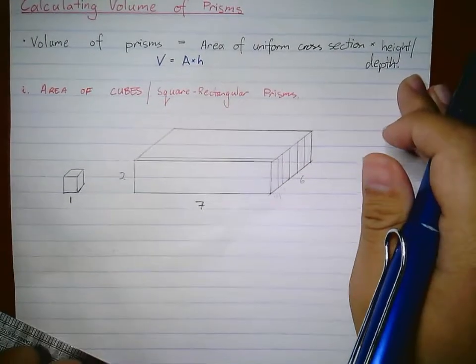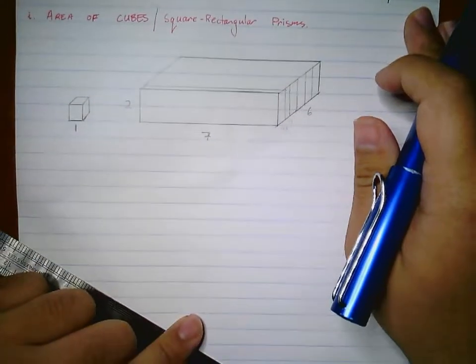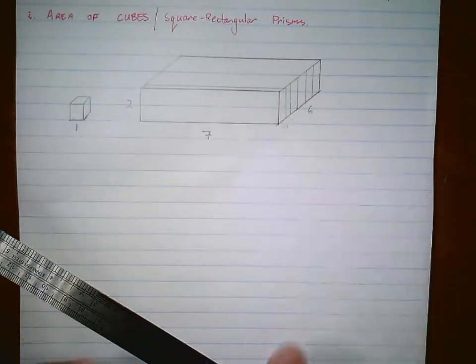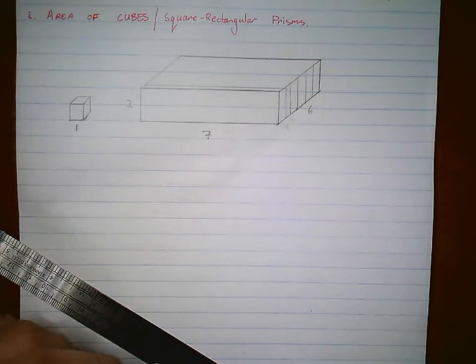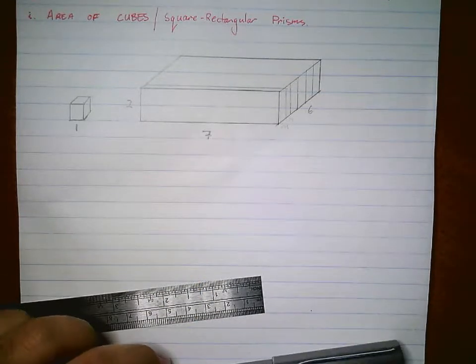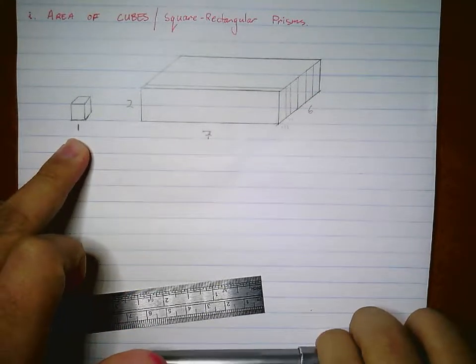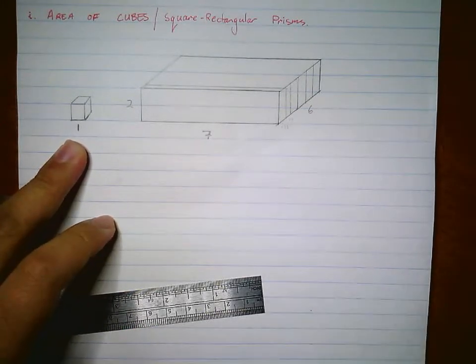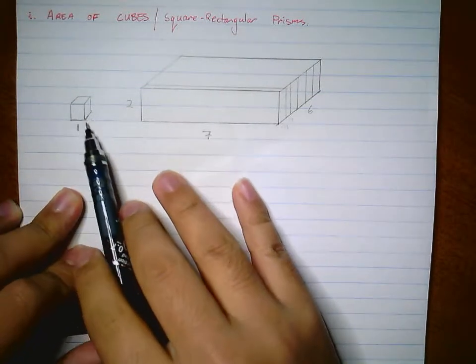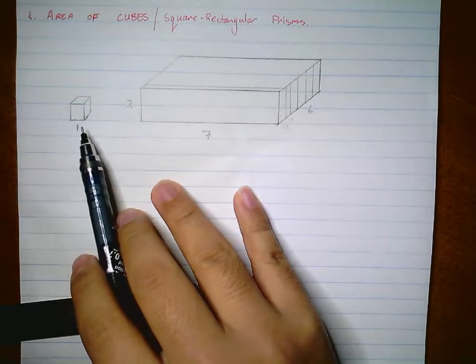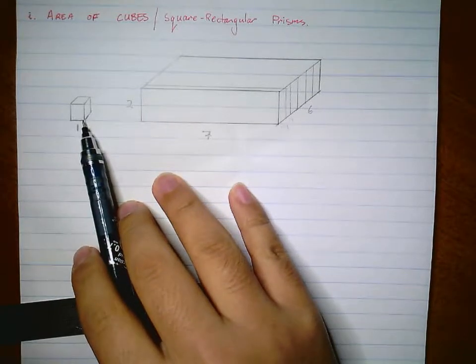So let's take a first look at what volume is. Much like in area that uses squares as its unit of measurement, volume uses cubes as its unit of measurement. The reason for this is because cubes are the most uniform 3D object that we have.